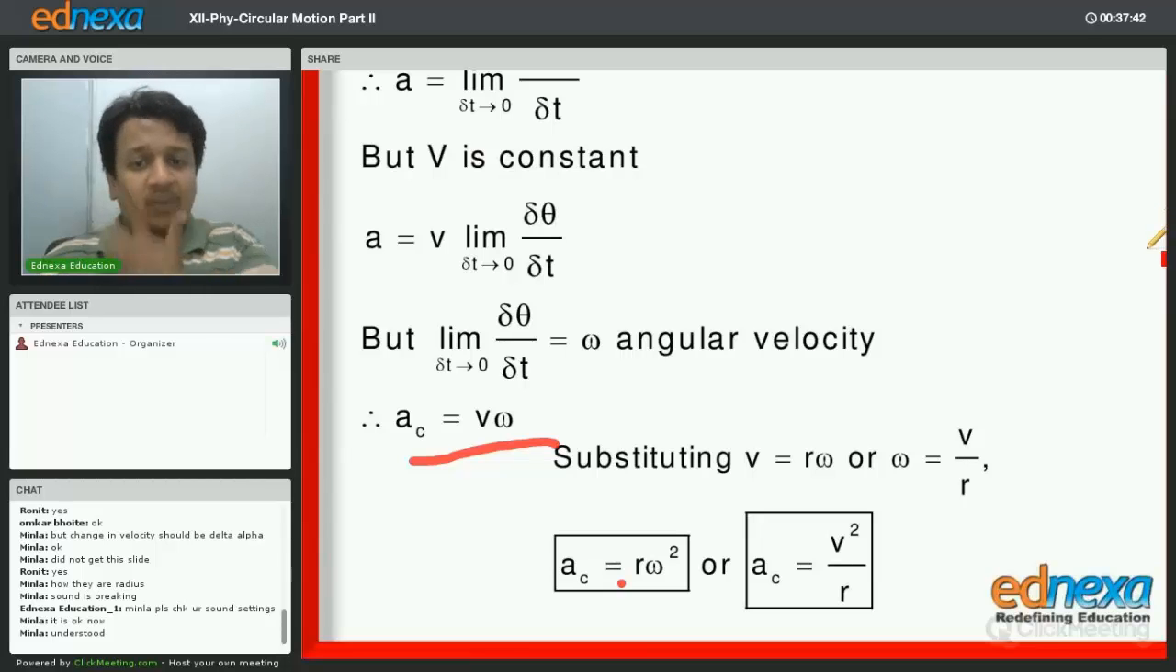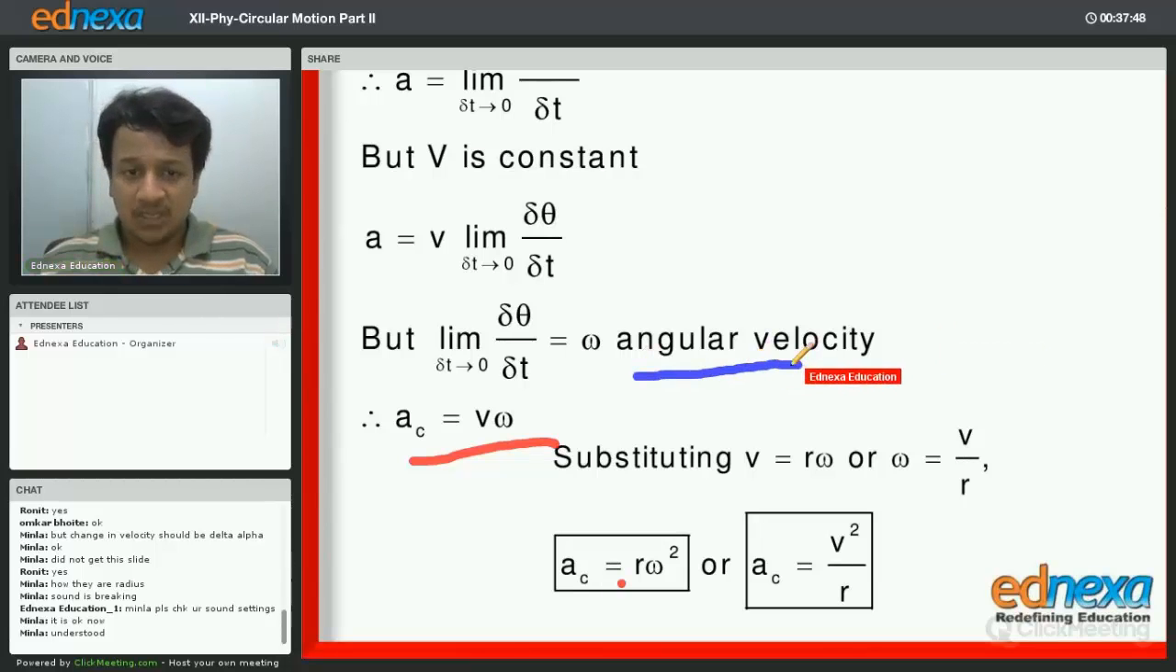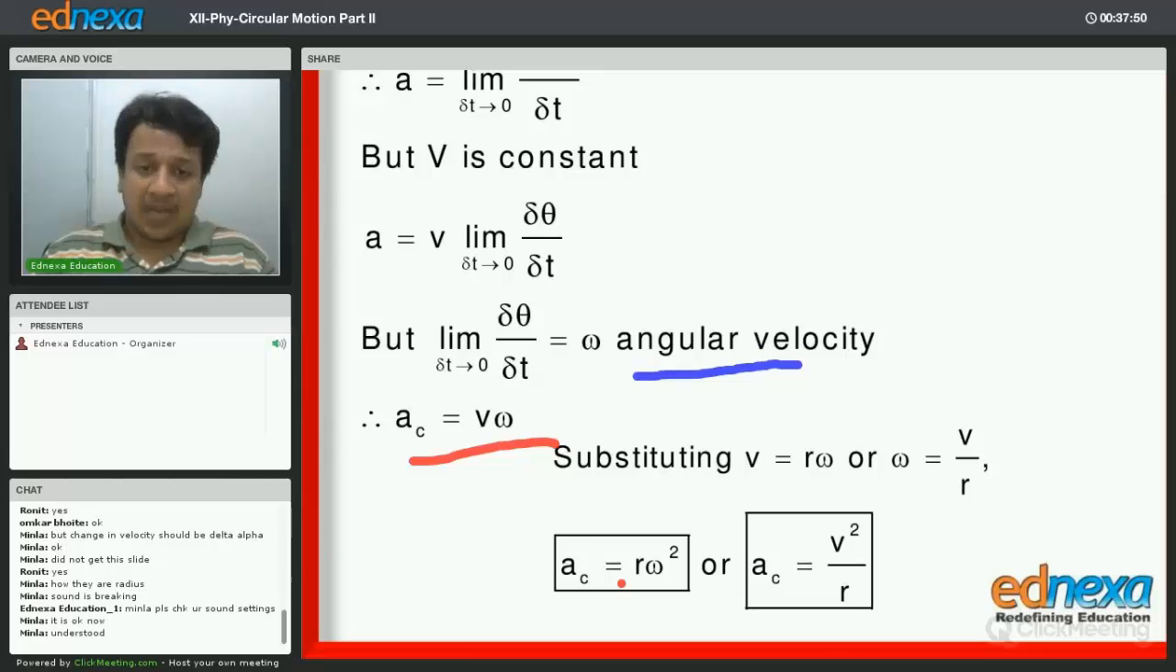So after taking it outside of the limit, the limit of delta theta upon delta t, as delta t tends to 0, is angular velocity. So our formula will become V omega. In place of V, we will substitute R omega, so it will become R omega square. In place of omega, we will substitute V by R, so it will become V square upon R.